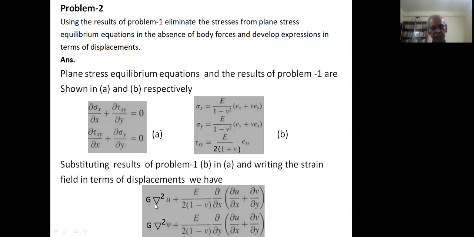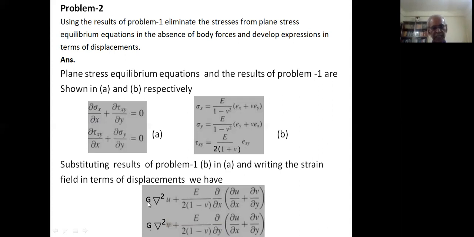Let me remind you, this is known as a Laplacian operator, which is nothing but del square by del x square plus del square by del y square plus del square by del z square. But in this case, obviously, we have got 2 dimensions. So the Laplacian operator comes down to del square by del x square plus del square by del y square. I think we have seen this before, and if not, you can understand it very well.